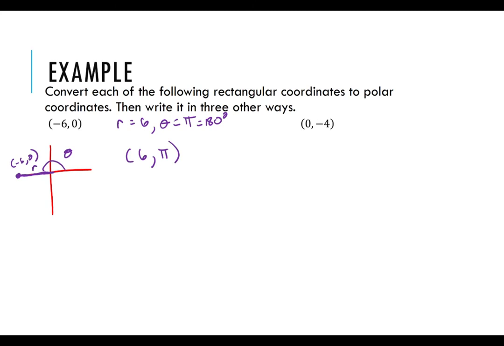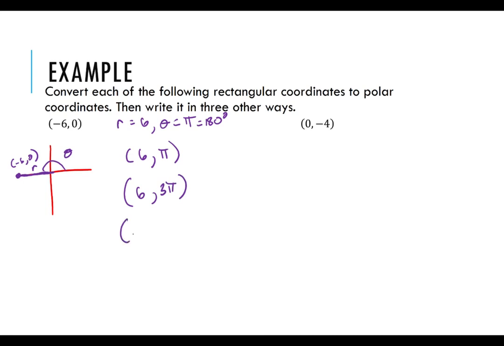All right, well, let's do another easy one. What else could we do? Well, we could also do 6 and a coterminal angle, so that's pi plus 2 pi, or 3 pi. So that's another equivalent way to write this. What else could we do? We could also use negative radii.